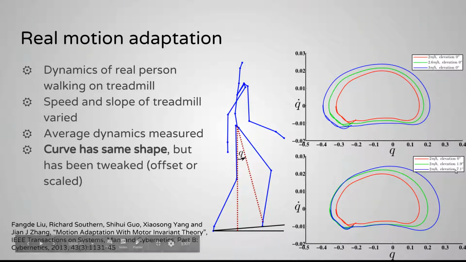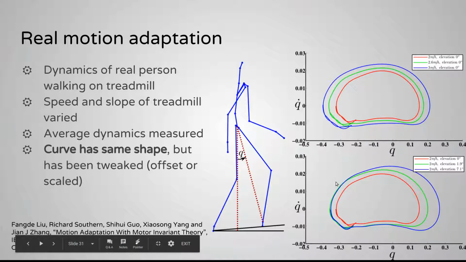But also we notice when we change the elevation of the treadmill, so here it's 0 degrees, 1.9 degrees, and 7.1 degrees, but the treadmill's speed is constant, the curve essentially is shifting to the right, so there's an offset, if you like, in the direction of Q, to account for the change in slope, and also he's walking more energetically. So these are examples of adaptation of a real person on a treadmill.